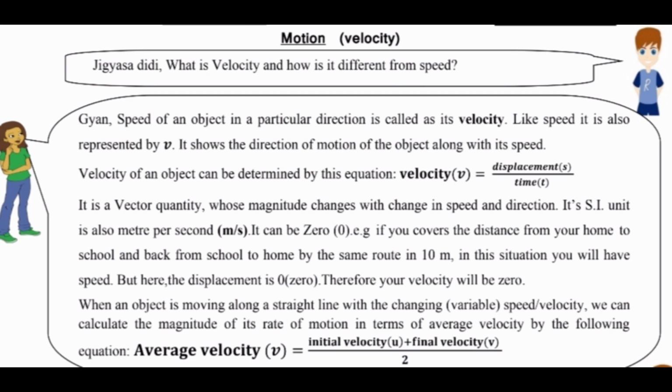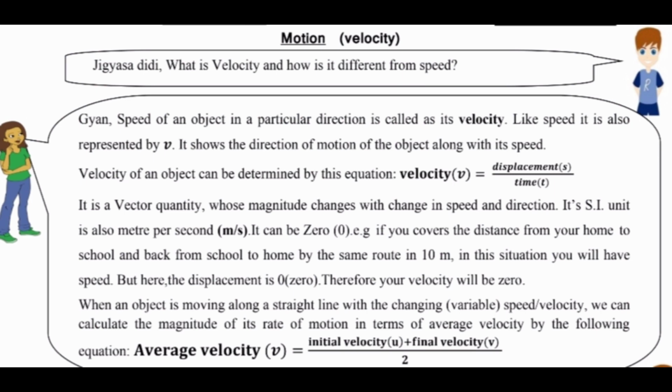यानी किसी निश्चित दिशा में जो चाल है वो उसकी वेलोसिटी कहलाएगी. It is a vector quantity whose magnitude changes with changes in speed and direction. Its SI unit is also meter per second. It can be 0. If you cover the distance from your home to school and back from school to home by the same route in 10 minutes, in this situation you will have speed, but here the displacement is 0. Therefore, your velocity will be 0.